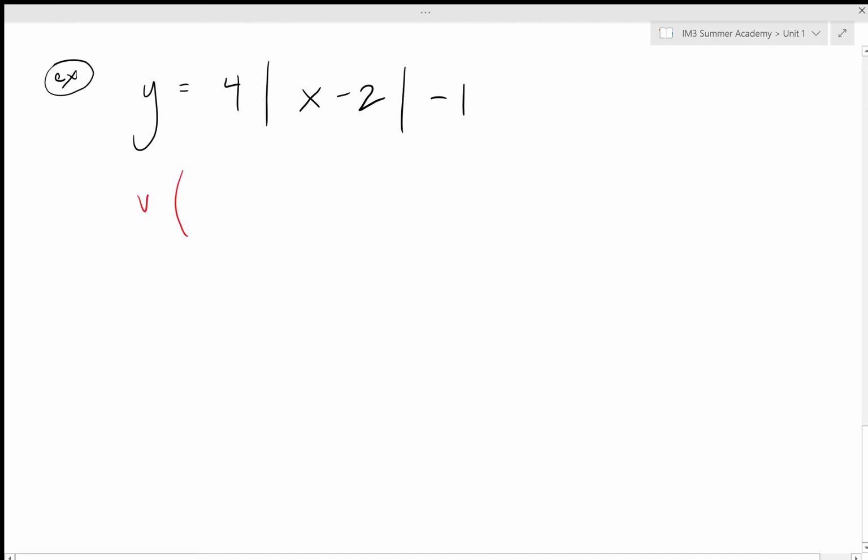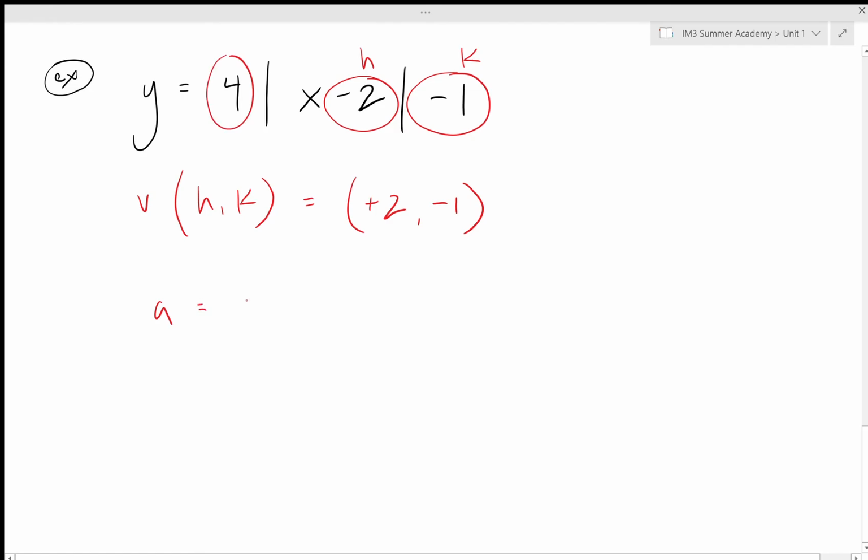So the vertex is a point made of h, k. H is the inside, k is the outside, but h, remember, is always opposite. So we see a negative 2, we're going to write that as a positive 2. K stays the same, negative 1. A, the slope in front. This time we see a number, that number is 4. Make it a fraction. This way we can read it as rise and run.